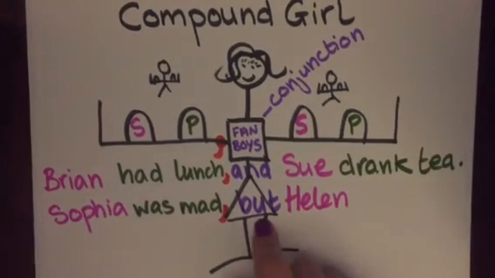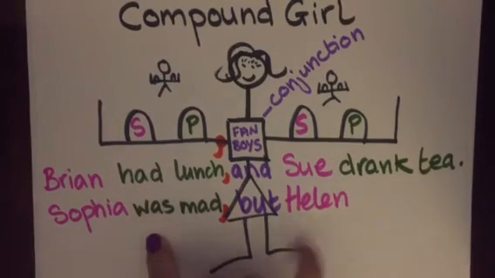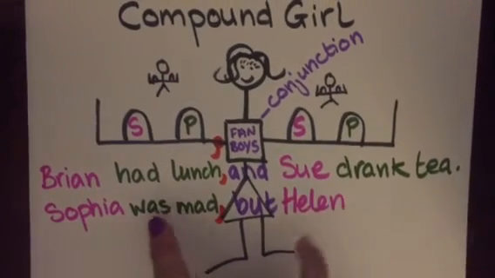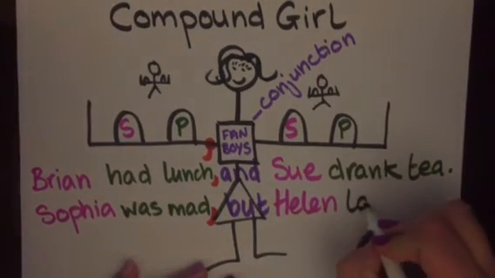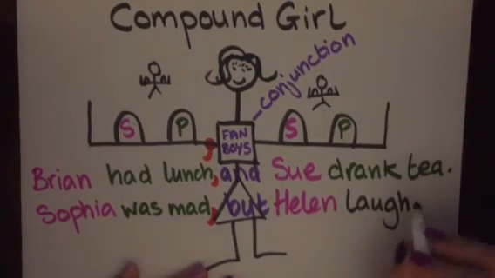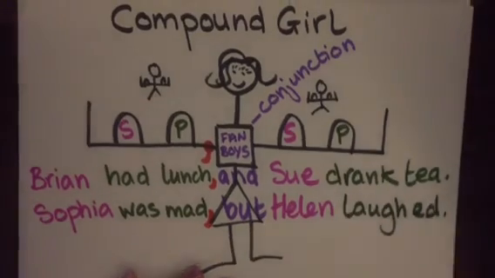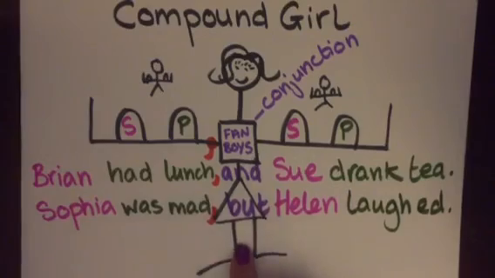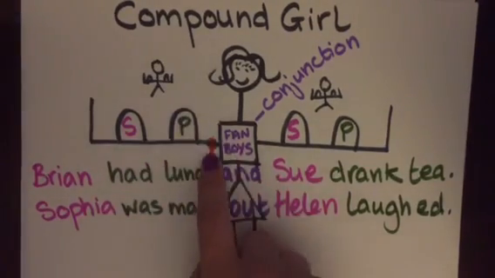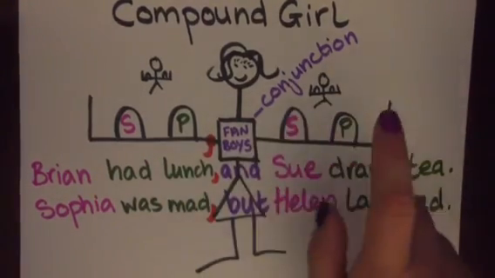So if I use the conjunction of but, it means there need to be some opposites here. So Sophia was mad, but Helen laughed. Helen wasn't mad, she was laughing. So I have two compound sentences here. Subject predicate, comma fanboy, subject predicate.